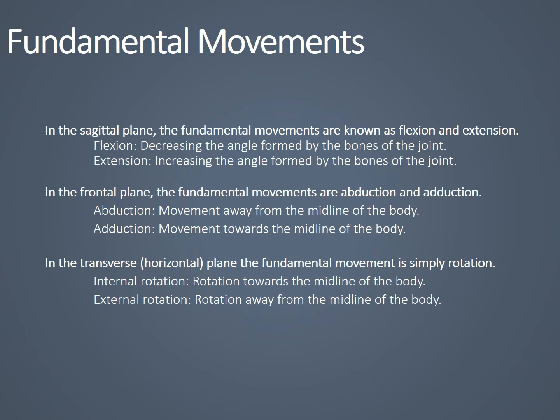In the transverse plane, the fundamental movement is simply rotation. There is internal rotation and external rotation. Internal rotation is rotation towards the midline of the body, such as when you do internal rotation for your shoulder with a cable machine. External rotation is away from the midline of the body. So, same exercise with the cable machine, externally rotating the shoulder, going the opposite way.